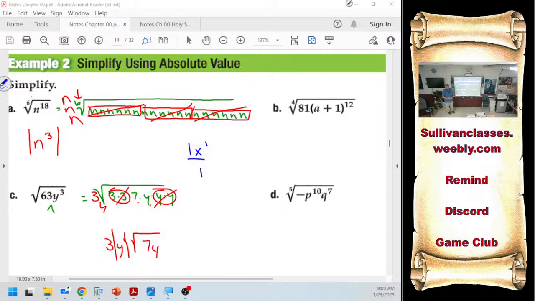B and D. Go. Take out what you can. What comes out of Radical Town? Remember, only factors come out of Radical Town. Addends do not. Factors come out of Radical Town. The index tells you how many you need.